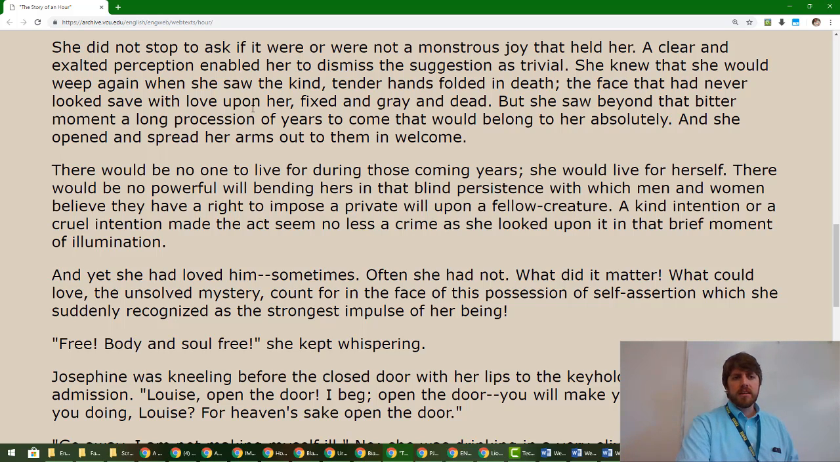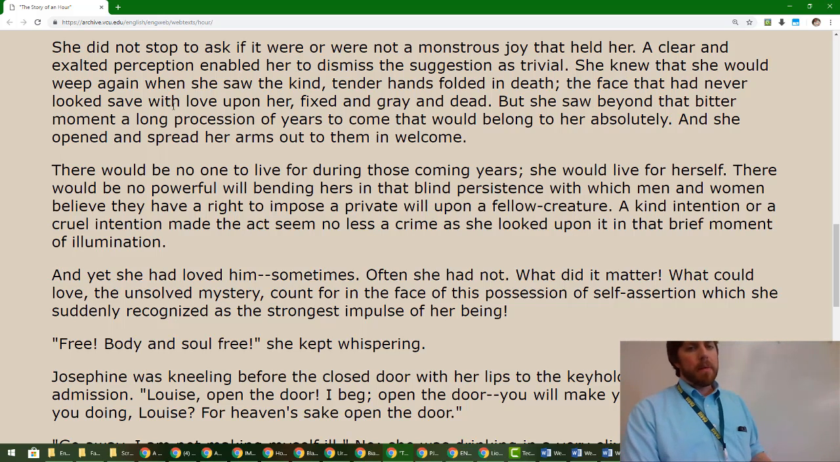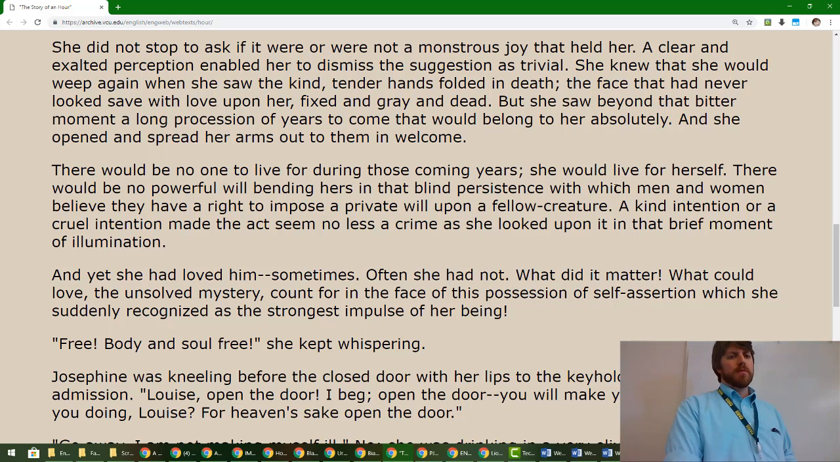However, like you say, there would be nobody to live for during those coming years. So in the 1890s, I assume that the husband-wife relationship was very much husband's doing the work, he's in control, the wife's at home. So she had nobody to live for anymore. She's not like, oh, I just live for my husband. And there would be no powerful will bending hers in that blind persistence with which men and women believe they have a right to impose a private will upon a fellow creature.